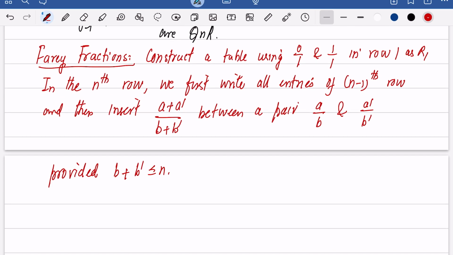We start with the first row as 0 by 1 and 1 by 1. It has only 2 entries. Then in the nth row we first write all the entries of the n minus 1th row and then insert a plus a dash by b plus b dash between a pair of numbers a by b and a dash by b dash, but provided this b plus b dash remains less than or equal to n.